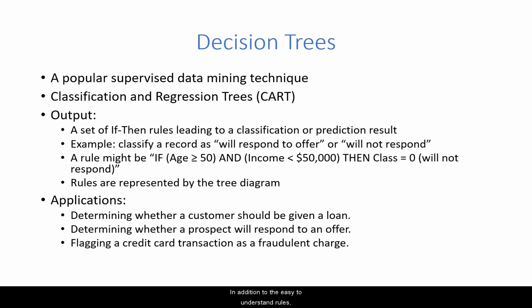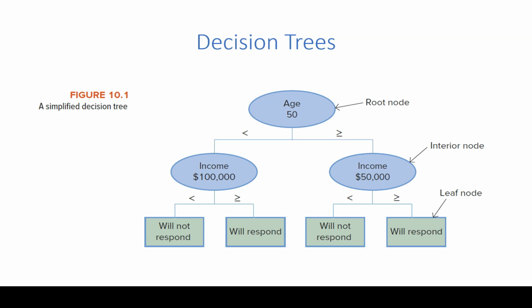In addition to the easy-to-understand rules, part of the output of a decision tree is the tree diagram, which is the visual representation of the rules. This figure shows a simple tree diagram. The tree diagram resembles an upside-down tree, with the root at the top of the tree and the leaves at the bottom of the tree.